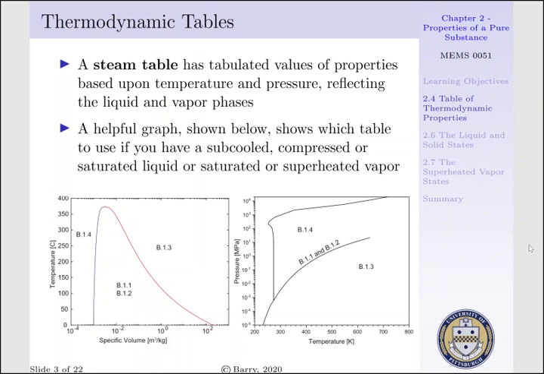We see on our TV diagram to the left that if we have a compressed or subcooled liquid, we are going to use table B.1.4. If we have saturated water, we will use tables B.1.1 or B.1.2. And if we have a superheated vapor, we can use table B.1.3. This is also shown on our PT diagram. If we are existing on our vaporization line, we are going to use tables B.1.1 and B.1.2. If we're existing as a compressed or subcooled liquid, we are going to use table B.1.4. And if we are superheated vapor, we are going to use table B.1.3.